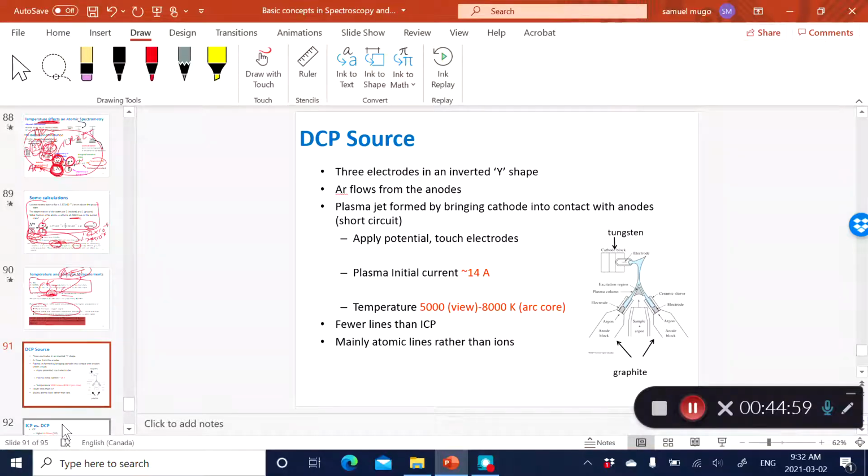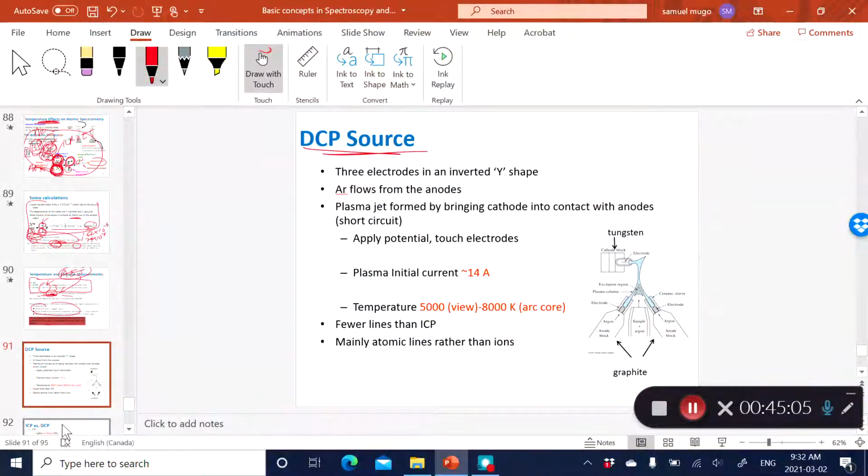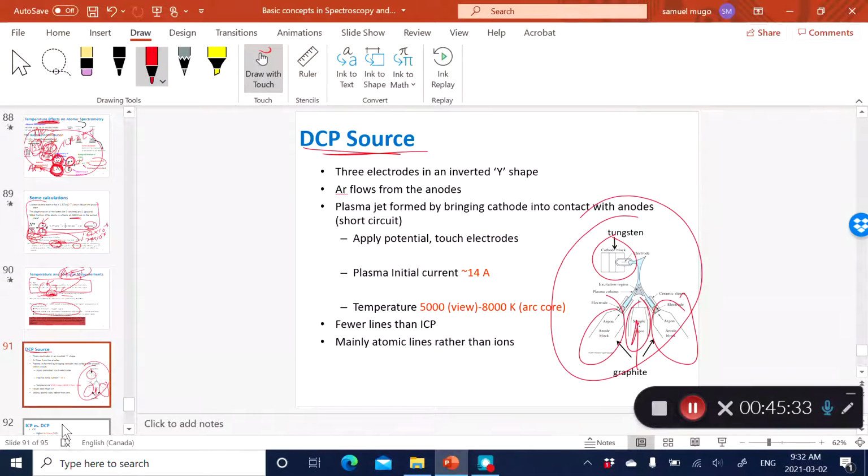So we've already talked about the ICP. The other type of plasma that you can use is the so-called DCP, the direct current plasma. And typically the configuration of the torch looks like that. You've got 3 sets of electrodes that look almost like an inverted Y. You've got the cathode block, you've got the anode, and 2 sets of anodes really, which are made out of carbon, made out of graphite. And then you've got the sample and the argon in between.